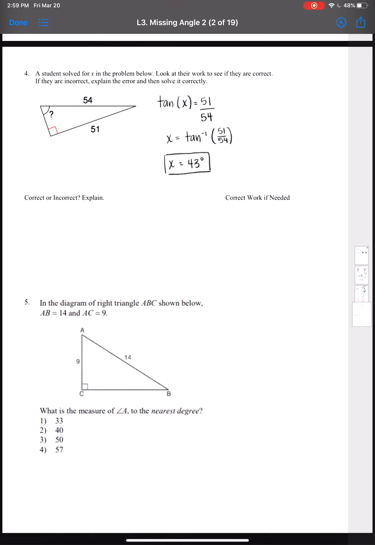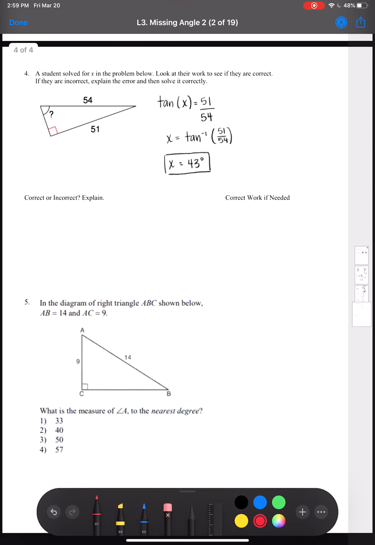Now, students solve for x in the problem below. Look at their work to see if they are correct. So let's see if they're correct. We're solving for this missing angle here. Okay, we have this right angle over here, therefore this is our hypotenuse. And this is our opposite side. Now, you can see here that because it's O and H, we should be using sine, okay?